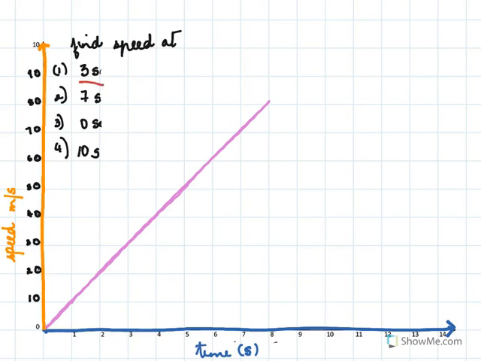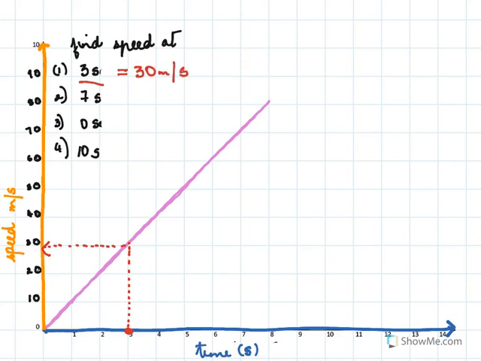To find out at 3 seconds, we have to know where is 3 seconds. Here is 3 seconds. To find the speed, we go up to the graph here, and then we find out the velocity. So we go to the velocity graph, and here is the velocity. It is 30 meter per second. So the speed at this is 30 meter per second.